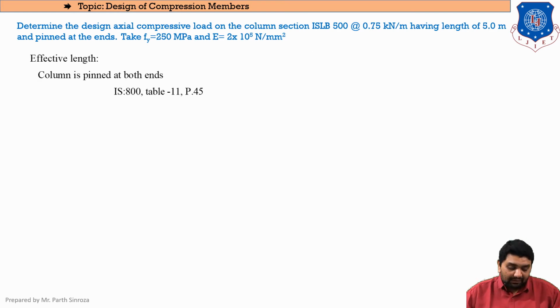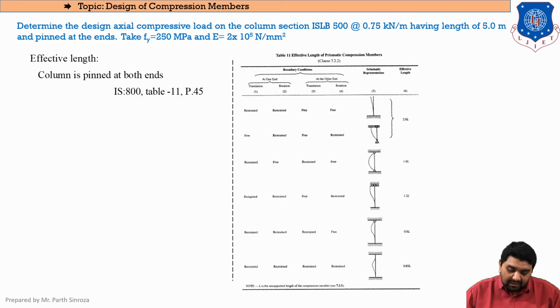First we need to find the effective length. As the column is considered to be pinned at both sides, that means it is hinged. The effective length can be obtained from table number 11 from page number 45. As you can see here, this figure refers to the hinge portion. So as both ends are hinged, the effective length will be 1 into L, that is K will be equal to 1 in this case. So the final answer comes out to be 5000 mm. That means the length which was given will be our effective length.